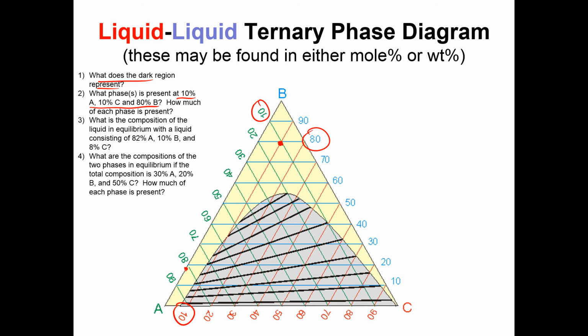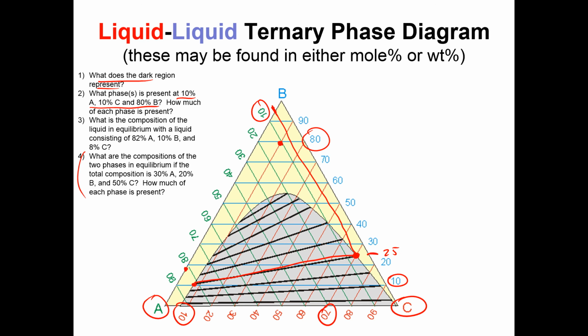What is the composition of the liquid in equilibrium with a liquid consisting of 82% A? Let's go down to 82% A, and then it's going to be 10% B. If I come right down here, there's my one liquid, and then I draw my tie line over, and I'm going to have another liquid that's going to be 25% B, and 70% C, and then 5% A.